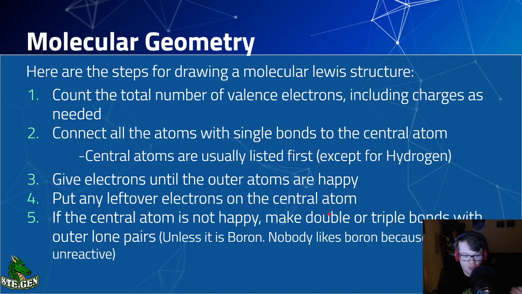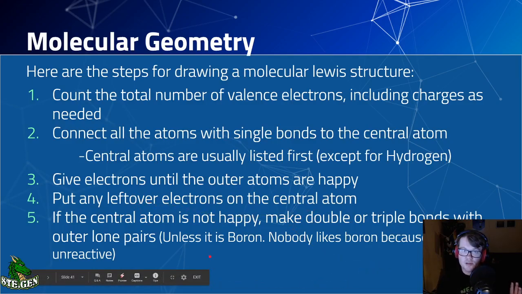Everything else, every other time, you just look at what's first. If it's not hydrogen, you go to the second thing. That's going to be your center atom. Then you give electrons until all of the outer atoms are happy. In this case, happy means an octet, because atoms want to have a full outer layer. Unless it's hydrogen, again. Hydrogen only ever wants to make 1 bond. It only wants to have 2 electrons total. You put any leftover electrons on the central atom. And then if the central atom isn't happy, you make double or triple bonds with outer lone electrons.